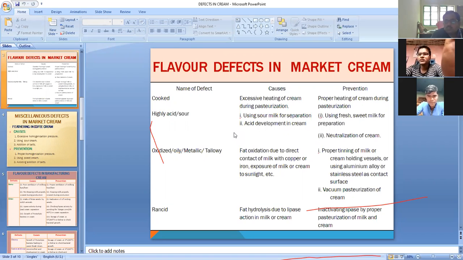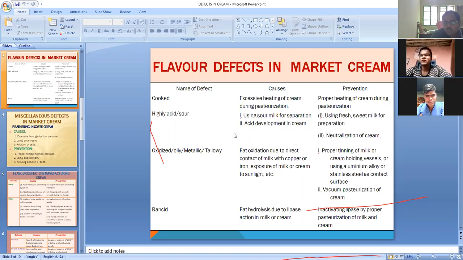It may arise due to lipase, which is secreted by microbes, and protease. There are so many bacteria which release lipases and proteases, which may lead to fat hydrolysis and are responsible for rancid flavor in the cream.